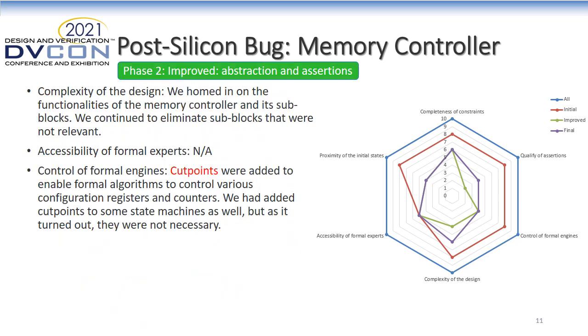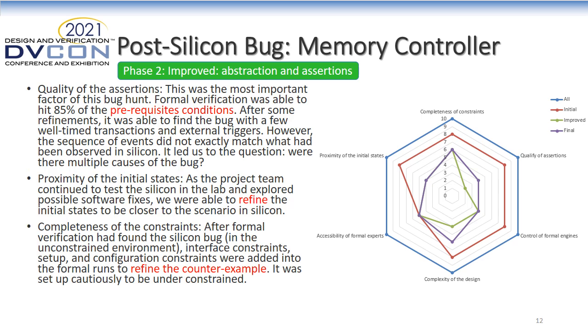So for phase 2, we want to continue to refine the success factors so that we can set up the formal environment sufficient to hit the bug. So for the complexity of the design, we want to home in on the functionality of the memory controller by eliminating some of the subblocks. And then for the formal engines, we want to give the formal engine extra flexibilities by adding cut points to some of the configuration registers, counters, and finite state machines.